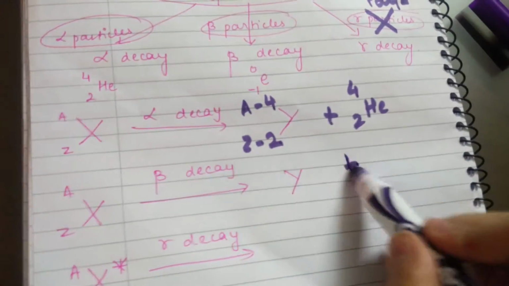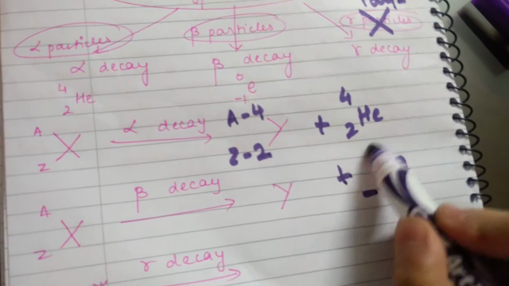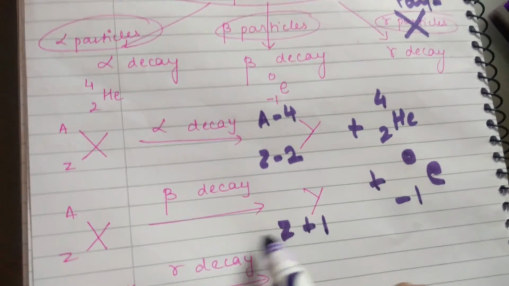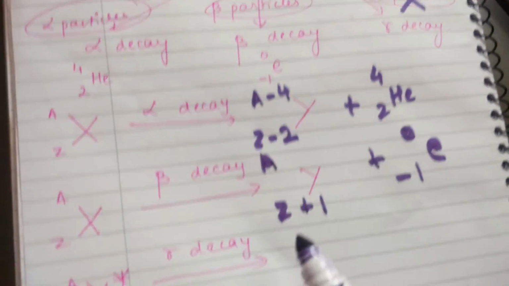Similarly, in beta decay, we have an electron being released, which means that this should ideally be Z plus 1. Atomic number increases by 1, mass number remains the same.